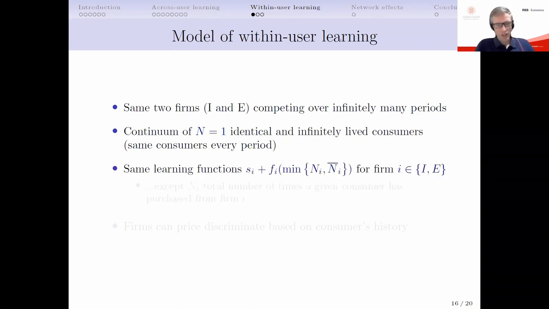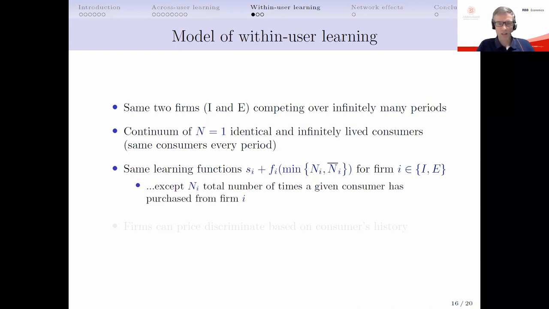Same learning function setup. The only difference is the interpretation of data now, right? So data is not the number of other consumers or total number of consumers who've consumed the product, but the number of times a given consumer has purchased from firm i in the past. So that determines the value that the firm can offer.